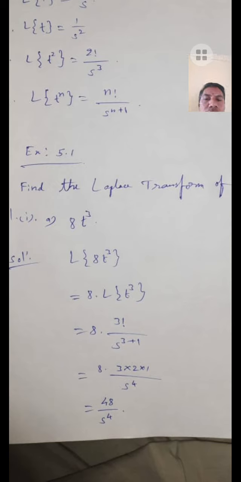So here 8 is a product with t power 3. 8 is multiplying with t cube. So we can write it outside of the Laplace transformation because it is a constant. So now Laplace transformation of t power 3 means 3 factorial by s power 3 plus 1. 3 factorial means 3 into 2 into 1, that is 6 by s power 4. So 6 into 8, 48.